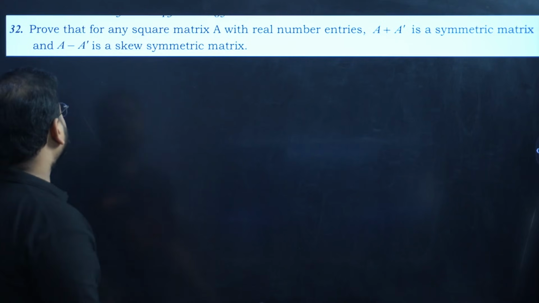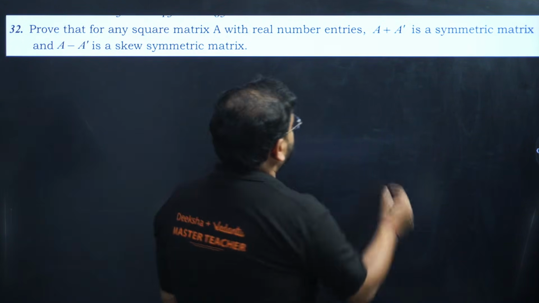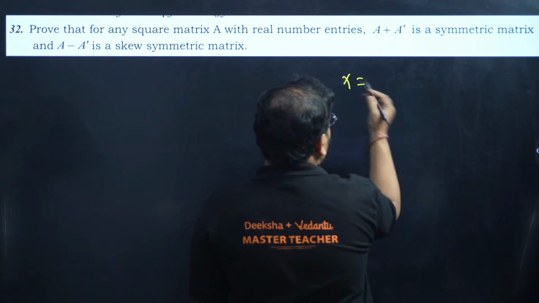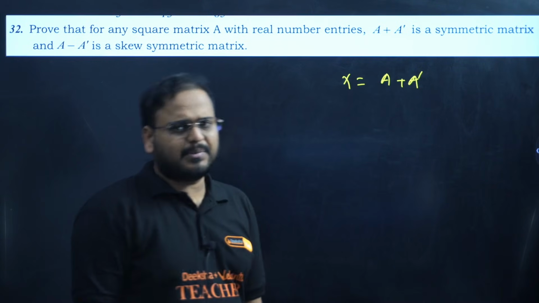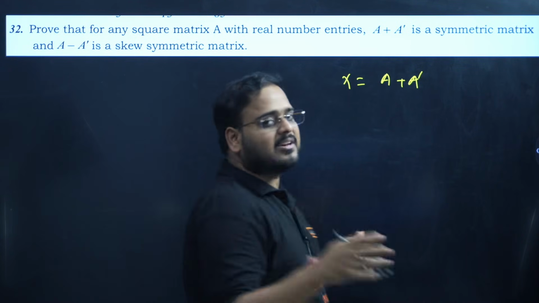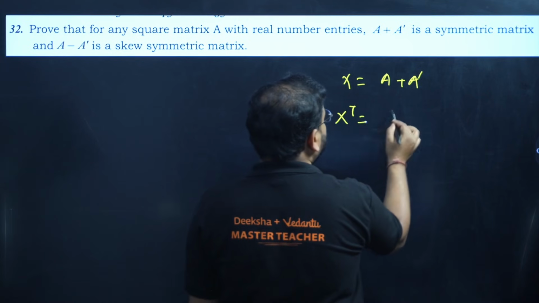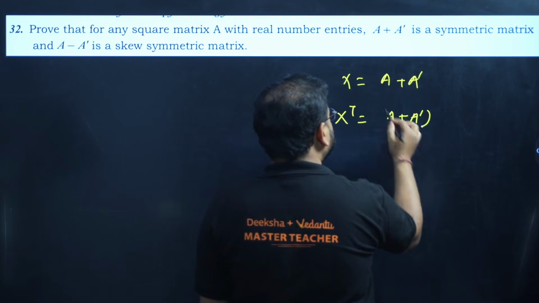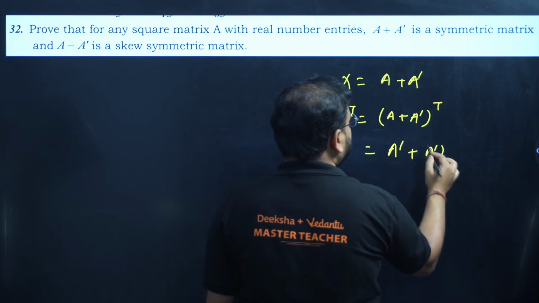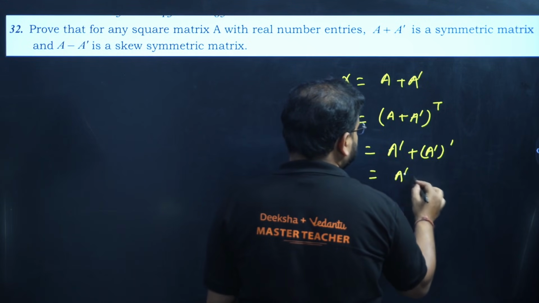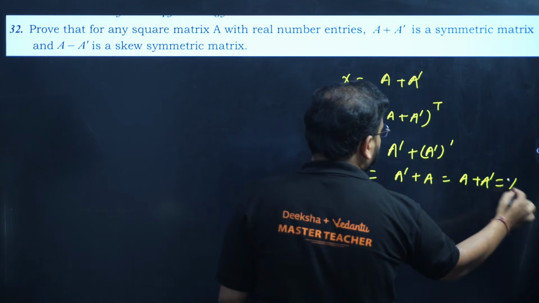Next, 32. Prove that for any square matrix A, if I take this X as, let's say, matrix X as A plus A dash, they're saying prove it to be symmetric. What is the definition of symmetric matrix? Transpose is equal to itself. Transpose you take now, X transpose equals A plus A transpose. You'll get here A transpose plus A transpose the transpose. You have the answer as A transpose plus A. I can rewrite this as A plus A transpose. I'm getting this as simply matrix X.